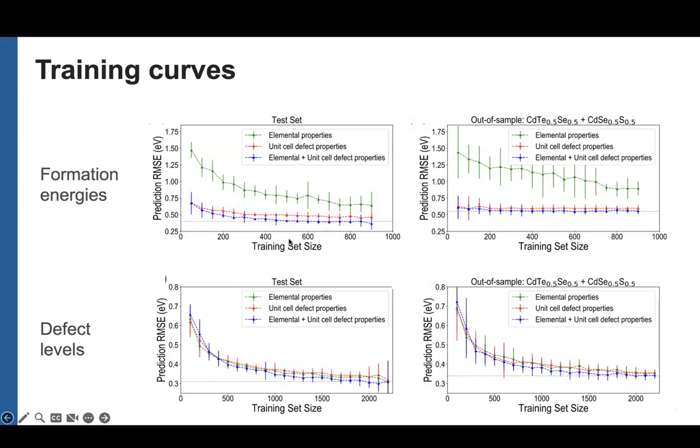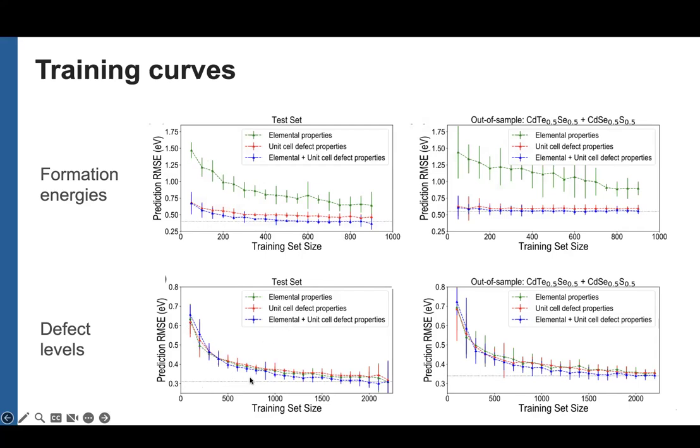And that's another thing we have to figure out: how big does your training size need to be, and what are the input properties that give you the best outcomes. So if we only use elemental properties, you can see the green here. It still gives you something reasonable, but if you did include the unit cell defect properties, it's much better. So the blue here is including both of those. This is for formation energies. However, for defect levels, the unit cell defect properties do make an improvement, but a little smaller improvement.